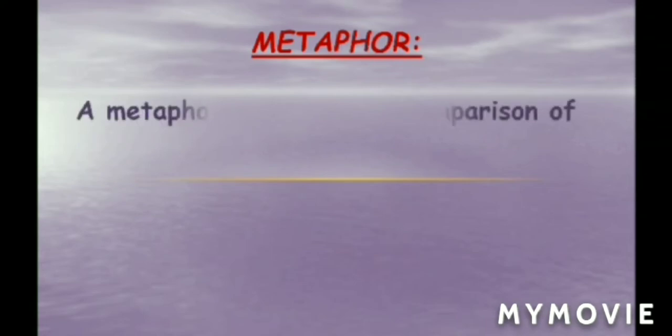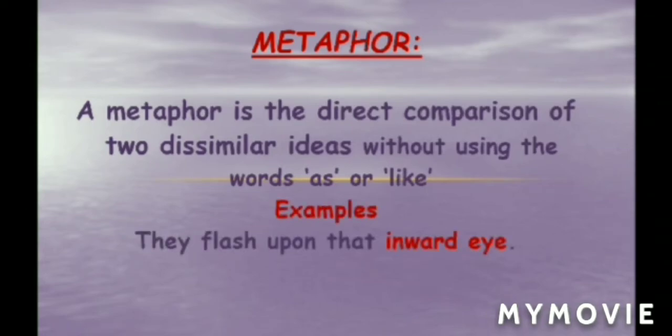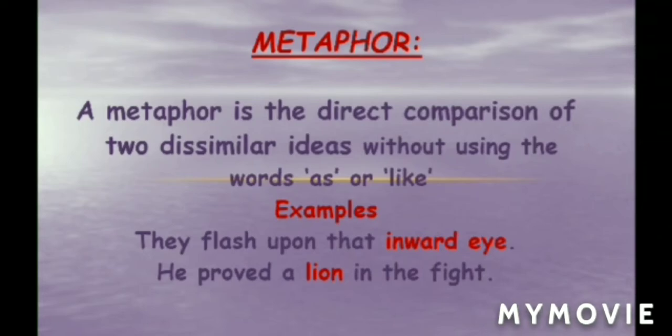Metaphor. A metaphor is the direct comparison of two dissimilar ideas without using the words as or like. When we compare two different things for a common quality that they share, then such comparison is called metaphor. Examples: They flash upon that inward eye. He proved a lion in the fight. His heart is a red, red rose.